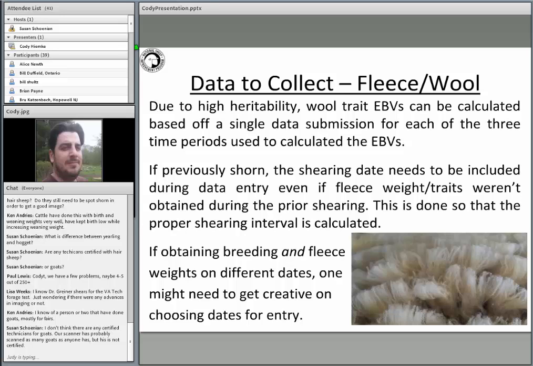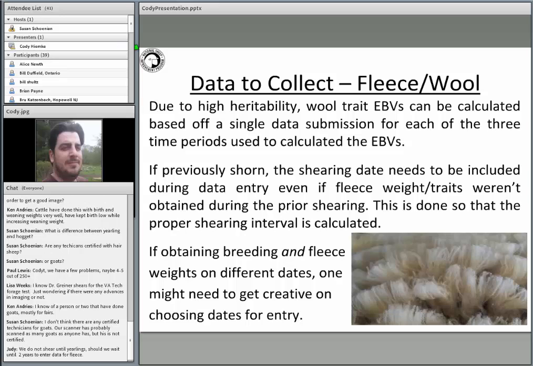Susan, we would love to have your technician come out and certify on sheep, and I think the difference between sheep and goat would be somewhat negligible. I'd have to talk to Chris on this, but I do think that the sheep technicians would be approved for goats, and maybe that's something that Ken and you and I and Chris should talk about.